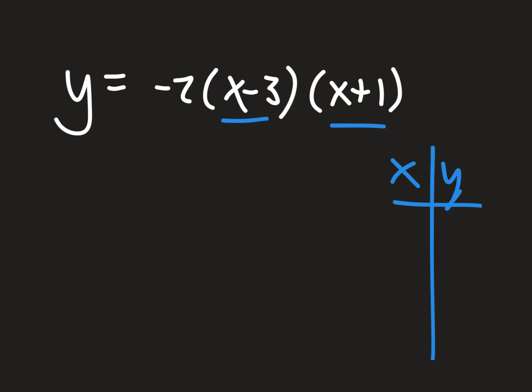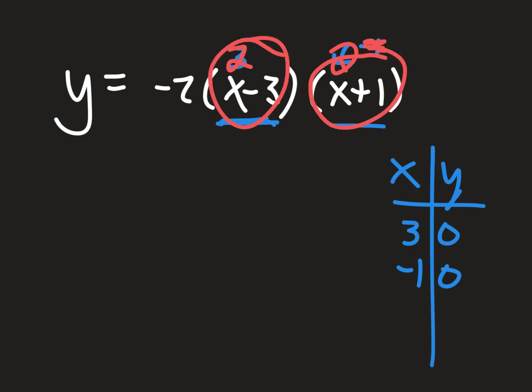Like for instance, you know that putting in a 3 makes this part 0, and therefore the whole thing would equal 0. If x is 3, y is 0. And for this one, -1 works really well, because that also makes the whole thing equal 0. But you can also put in things like 2, just any number for x, and see what you get. So 2 minus 3 is -1. And then 2 plus 1 is 3. 3 times -1 makes -3, times -2 makes 6. And I put in 2 when I got 6. So just a reminder of how to find points like that.